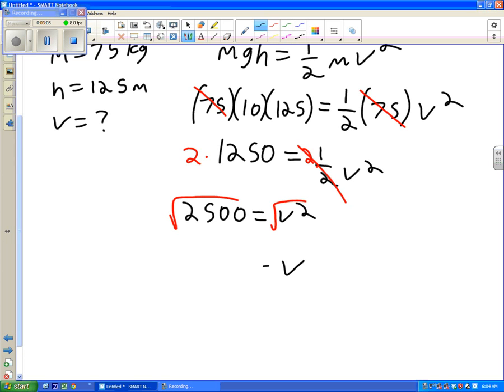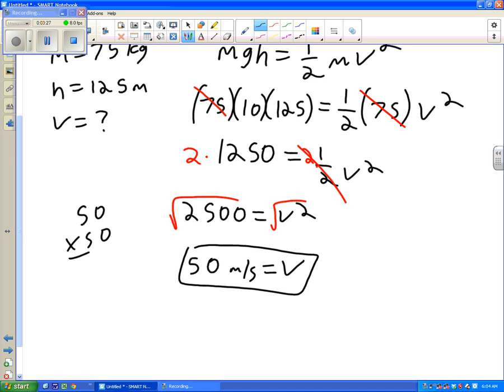I will get v. And on this side, the square root of 2,500, well, I'm going to ignore those zeros. What's the square root of 25? Is 5. And I need another 0 to tack onto the end. And if I need to double check that, I can do it on the side. 50 times 50 is 25 with 2 zeros, which is exactly what we had here. So our answer is 50 meters per second.